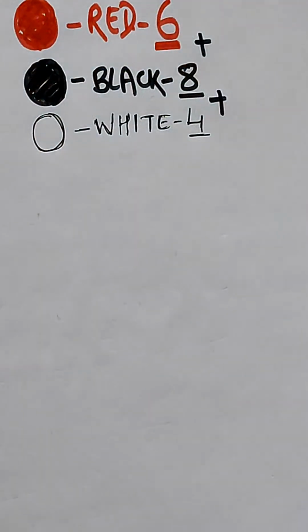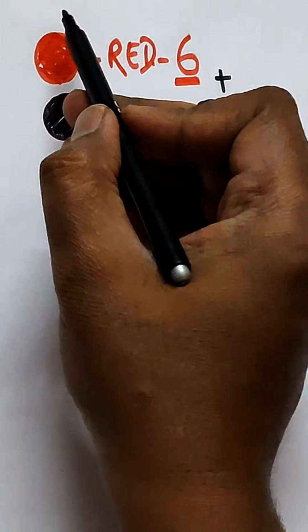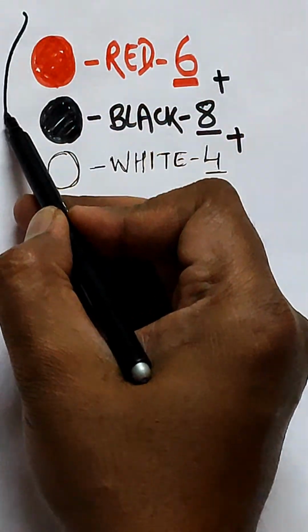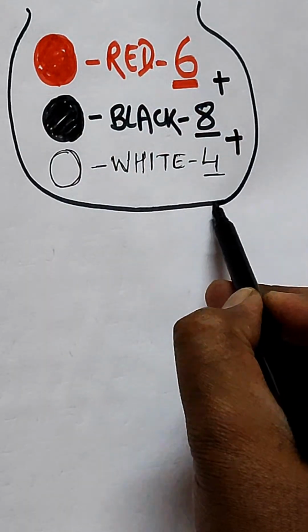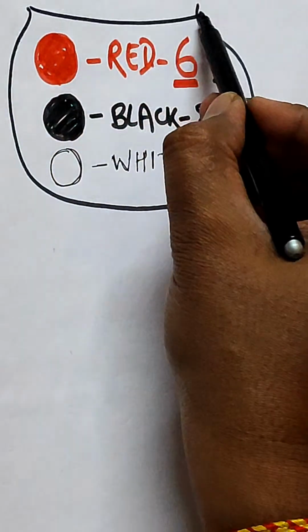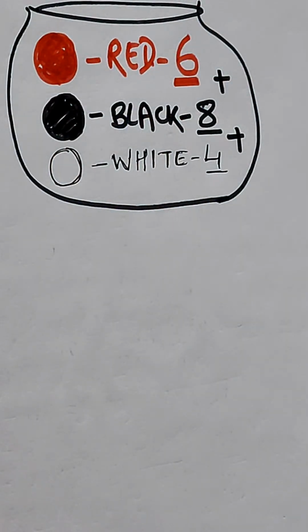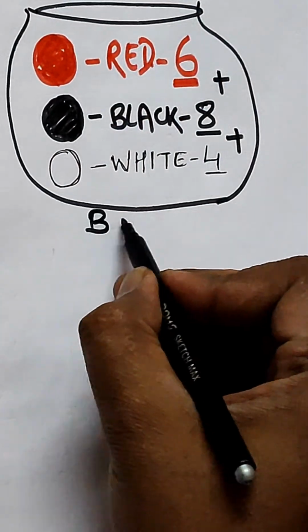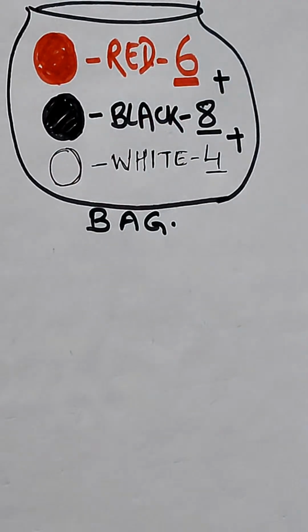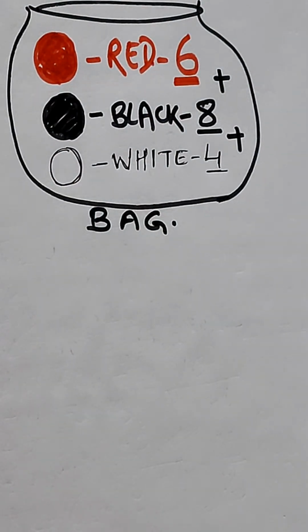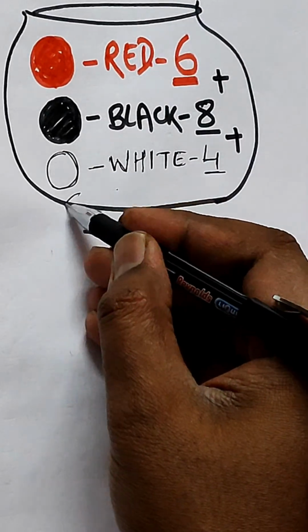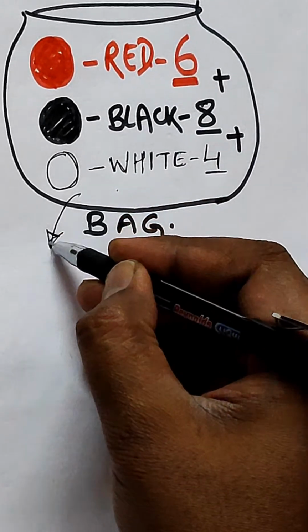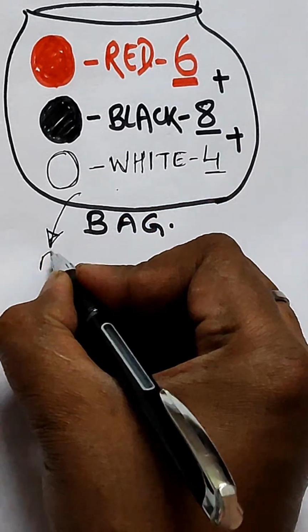Let's say this is the bag, and in this bag all balls are kept. Now we need to find, when you are selecting one of the balls from this bag, you are doing some random selection.